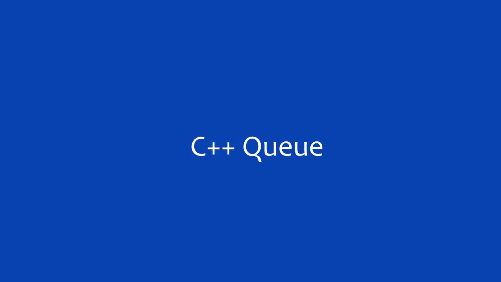C++ containers are quite useful, and one of them is queue. It has several real-life applications. We create a program to maintain the guest waiting list of a restaurant in this video.